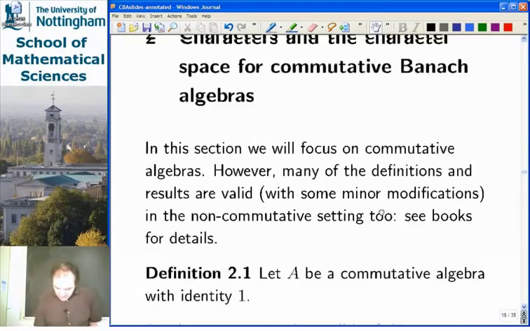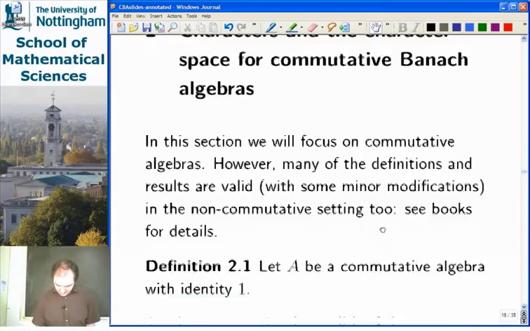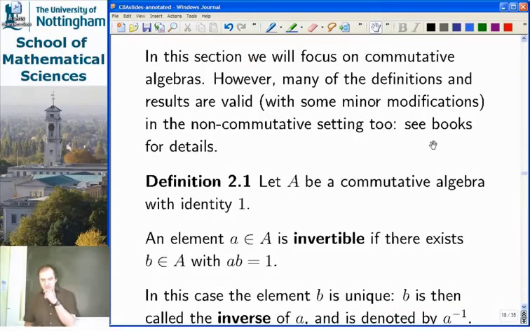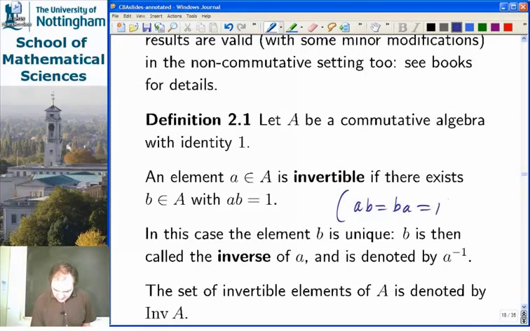So we now want to talk about characters in the character space. If you've got a commutative algebra with an identity element 1, then what's an invertible element? Because we're commutative, we only have to check multiplication on one side. Usually you have to check on two sides. So A is invertible if there is some B in A so that AB is 1. And then, of course, AB equals BA equals 1 because it's commutative.